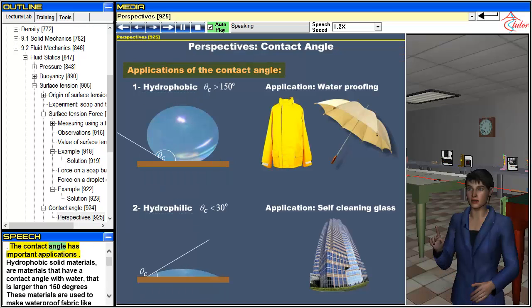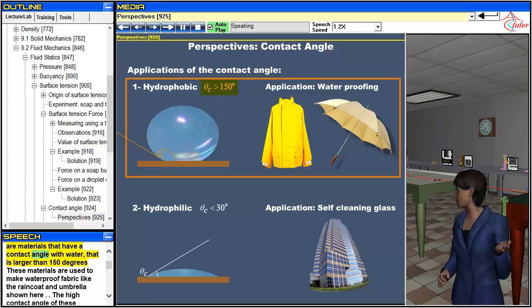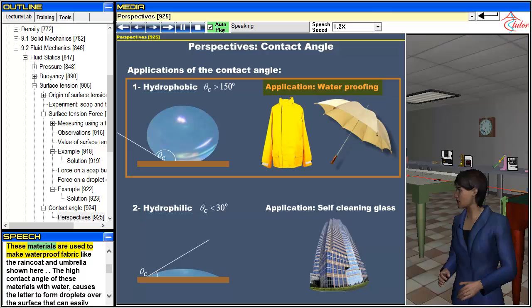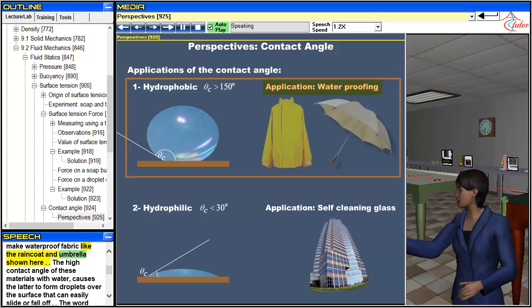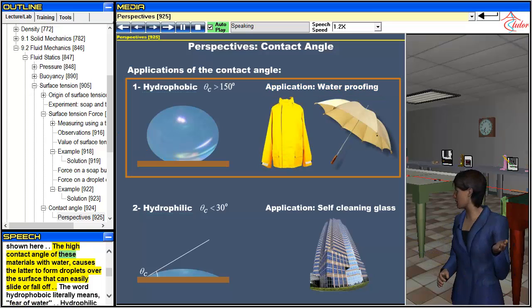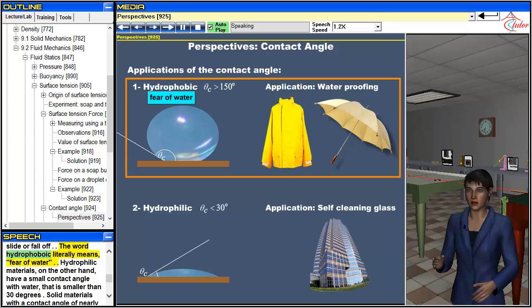The contact angle has important applications. Hydrophobic solid materials are materials that have a contact angle with water that is larger than 150 degrees. These materials are used to make waterproof fabric, like the raincoat and umbrella shown here. The high contact angle of these materials with water causes the latter to form droplets over the surface that can easily slide or fall off. The word hydrophobic literally means fear of water.